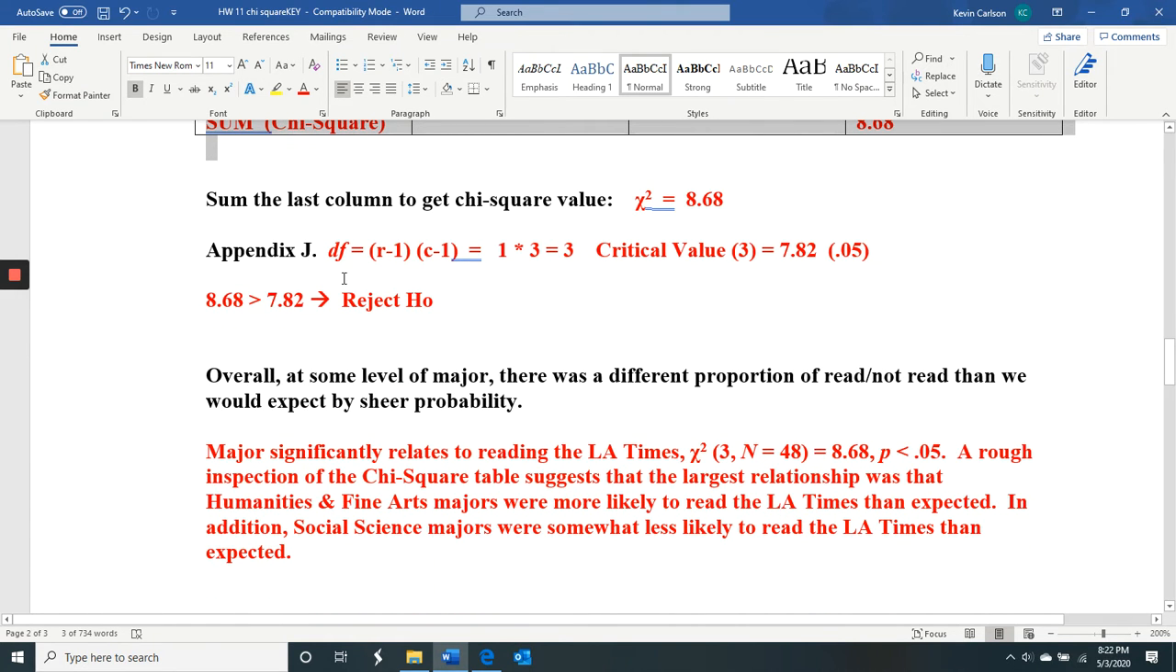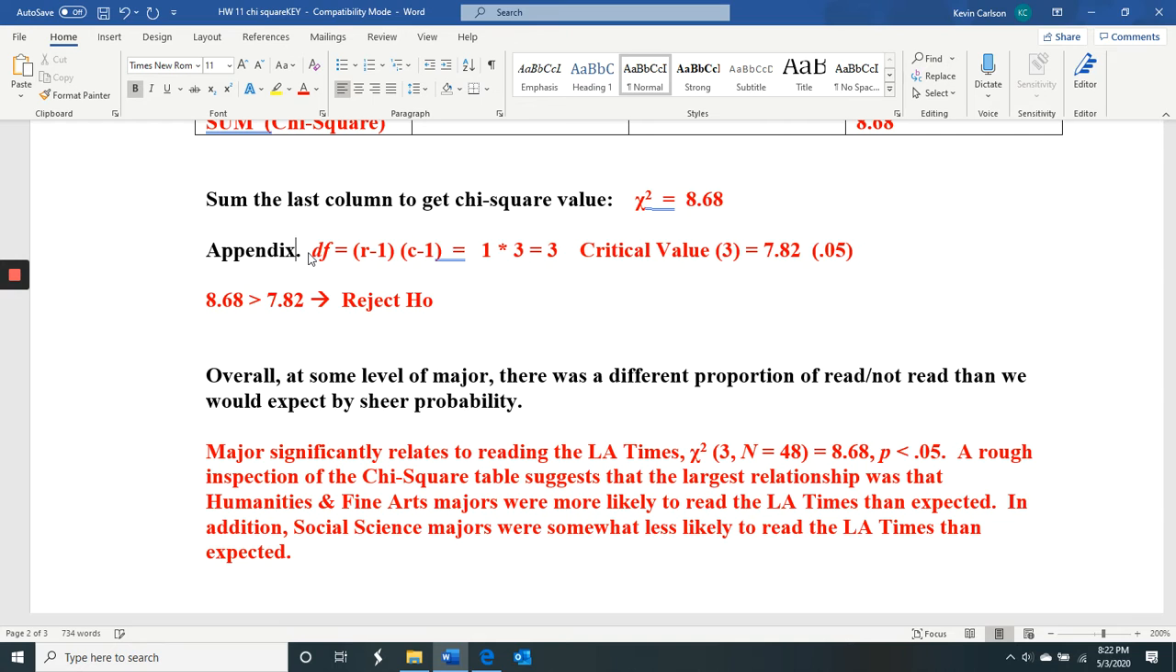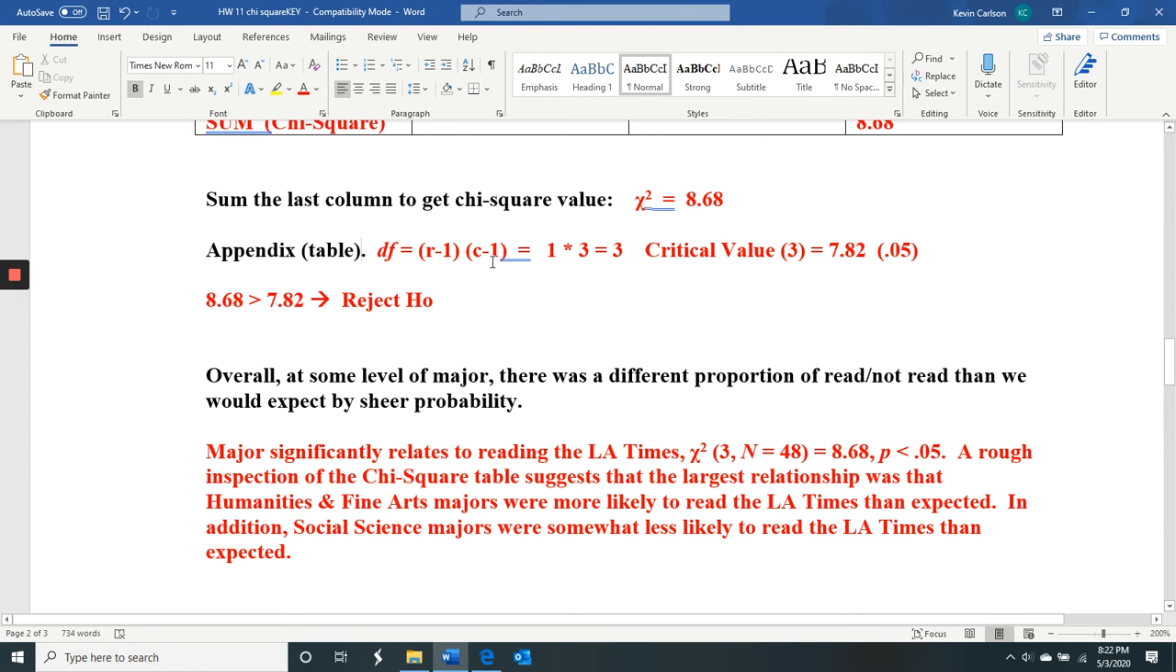So you can look at your appendix or the table that we have online. So degrees of freedom, remember it's r minus 1 times c minus 1. R is rows. We had 2 rows, read the times or not. So 2 minus 1 is 1.